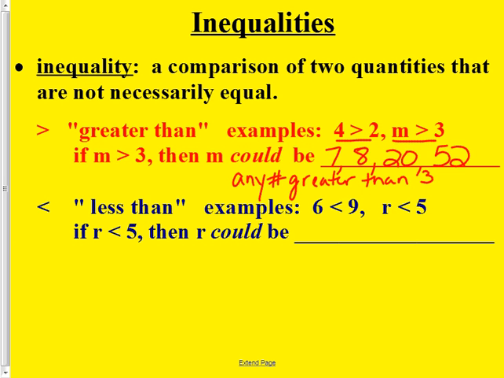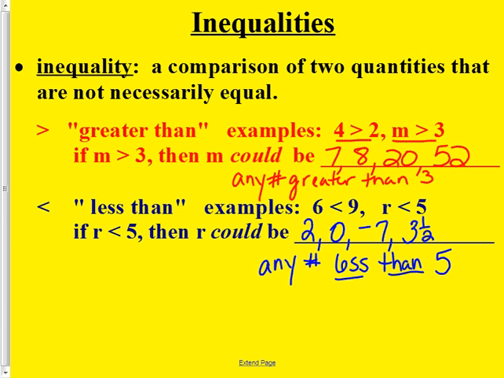If we look at less than, some examples of that, you guys are probably used to seeing 6 is less than 9. That's a pretty elementary inequality. If you look at something like r is less than 5, well, if r is less than 5, then that means that r could be 2, r could be 0, r could even be a negative number, -7. How about a mixed number? 3.5. It could be any number less than 5. That's what that inequality is saying.